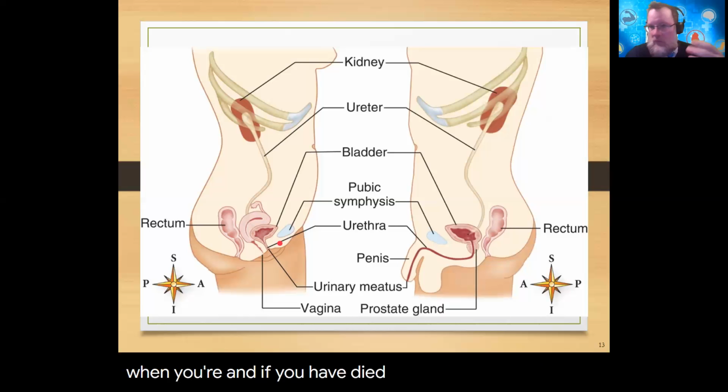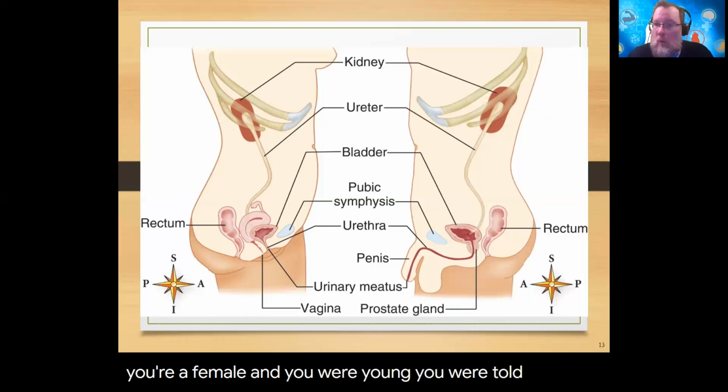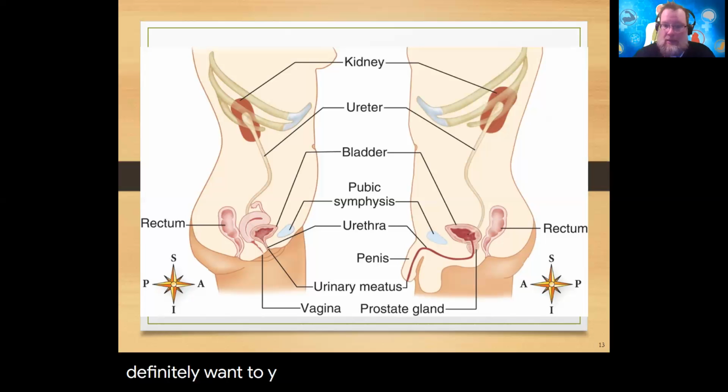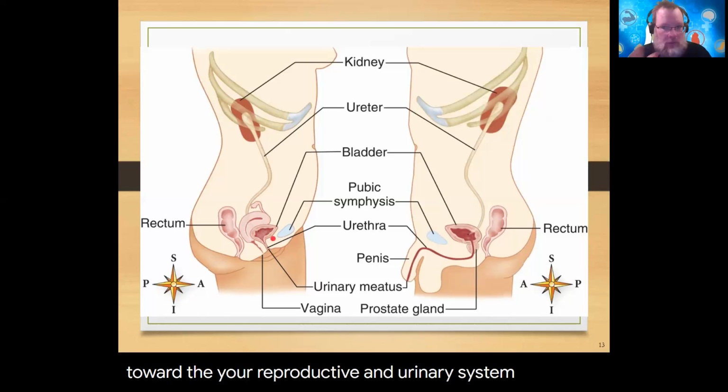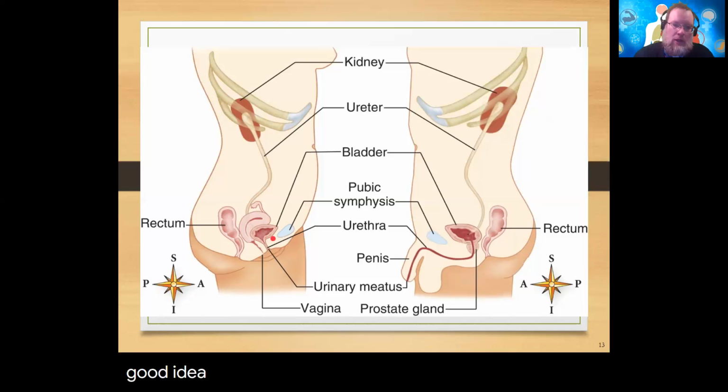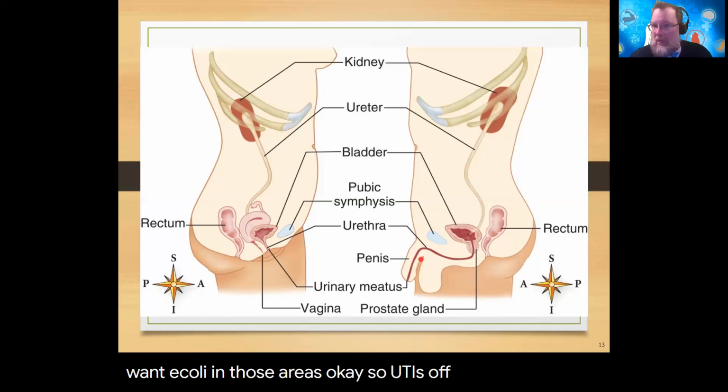Okay, so if you have daughters, or if you're a female, when you were young, you were told you definitely want to wipe from front to back, because if you're wiping from back to front, you could be bringing poop toward your reproductive and urinary systems. Not a good idea. So you want to go front to back. Okay? You don't want E. coli in those areas. Okay, so UTIs oftentimes caused by hygiene and other issues related to E. coli from the colon.